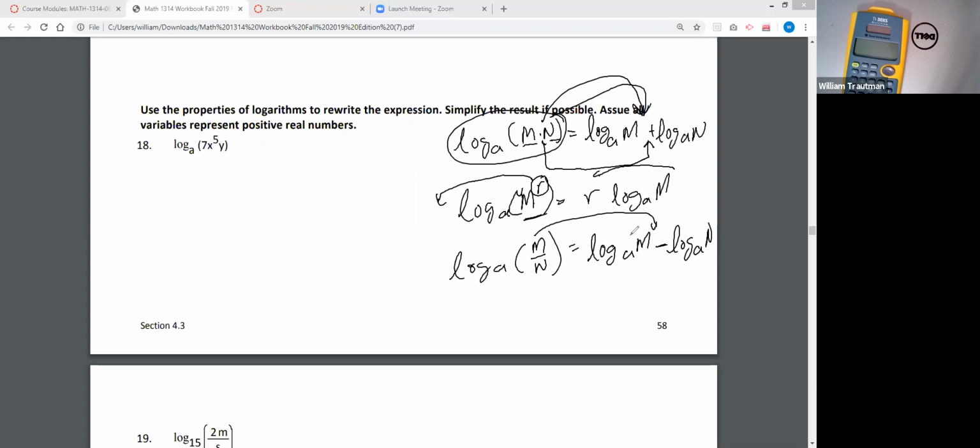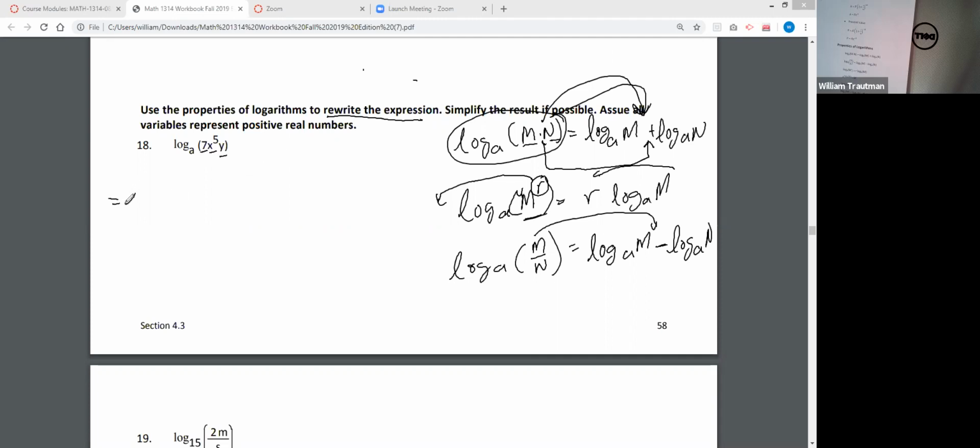Okay? So these are properties of logs. And we're going to use the properties of logs to expand these expressions, rewrite the expressions. And normally on the test or homework, it says, what is the expanded form? So, this, I have actually three things multiplying.